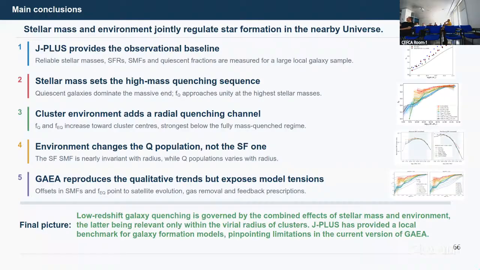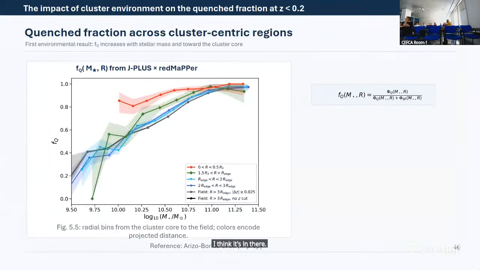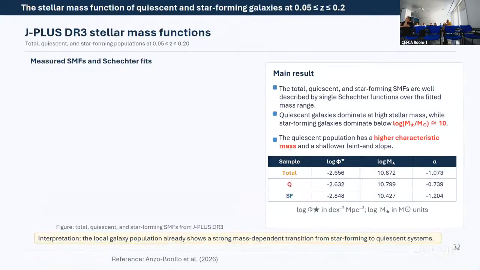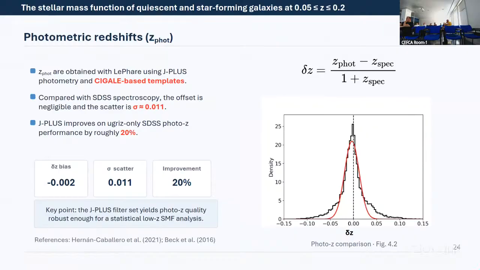I have one. When you compare with the spectroscopic sample, what is the size of the sample for that comparison? How many galaxies do you have in common? Well, from SDSS, I don't have the exact number. Approximately 20... I don't remember, but it's a big number. Just the order of magnitude, at least.